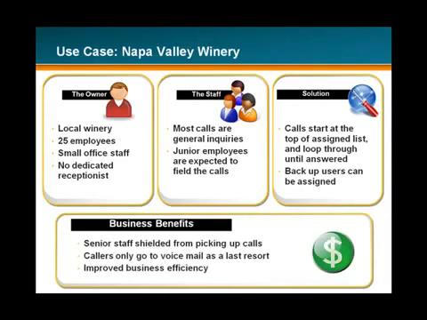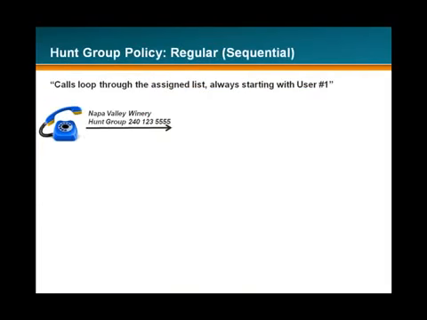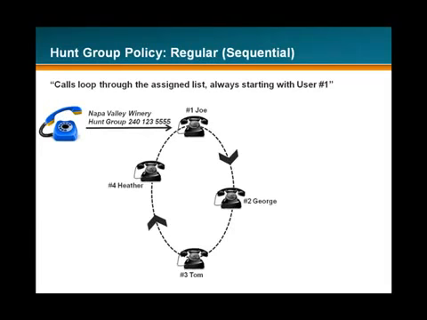The main benefit for Steve is that he can protect his more senior staff from having to answer a lot of calls by defining who gets the calls first. Ultimately, this helps Steve improve his business efficiency. So let's take a look at how a regular Hunt Group works. Incoming calls always start with user number 1, who in this case is Joe. On busy or no answer, the calls continue to loop through the assigned list.